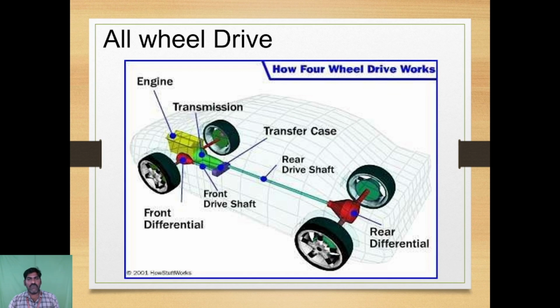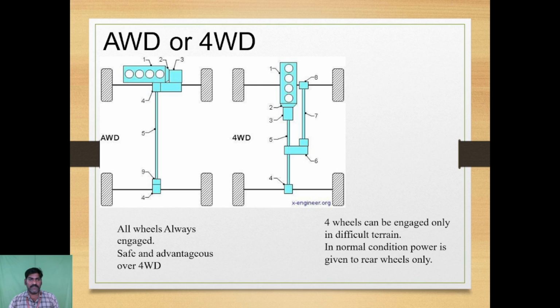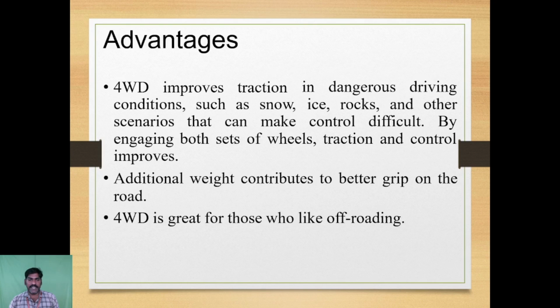All-wheel drives. How does four-wheel drive work? First one engine, second one transmission, front differential, front drive shaft, transfer case, rear drive shaft, rear differential. All-wheel drives and four-wheel drives: all-wheel is always engaged and has advantages over four-wheel drive, while four-wheel drive can be engaged only in difficult terrain. In normal conditions, power is given to the rear wheels only.